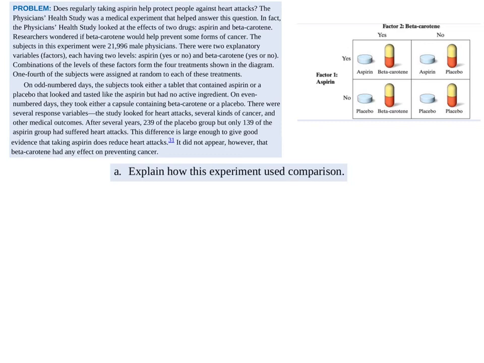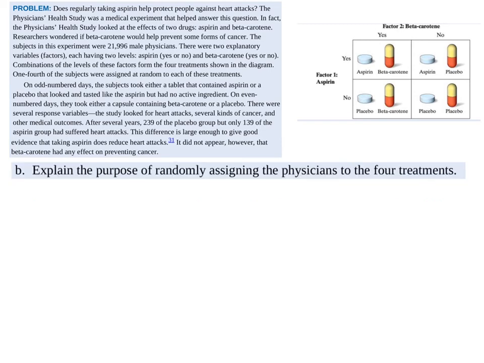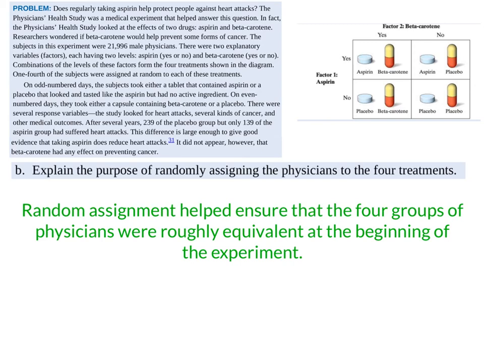So the first thing that we're going to do is explain how this experiment used comparison, that first step in experiment design. So remember, comparison is a design that compares two or more treatments. In this case, researchers used a design that compared each of the active treatments to a placebo. So they used comparison, most certainly. Next, let's explain the purpose of randomly assigning the physicians to the 4 treatments. So although we don't know exactly how they were randomly assigned to the groups, random assignment does help ensure that the 4 groups of physicians were roughly equivalent at the beginning of the experiment.